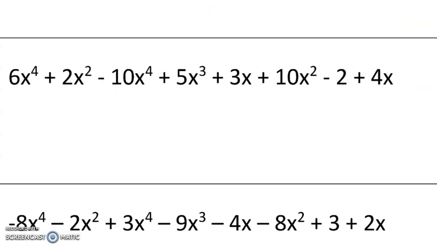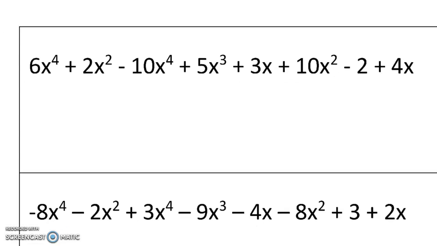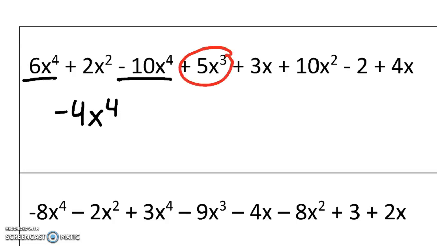Now I'm looking here. So I've got 6x to the fourth minus 10x to the fourth gives me negative 4x to the fourth. Then I'm looking for thirds. Do I have any? 5x cubed. Do I have any other ones for that to combine with? No, so I just rewrite it.